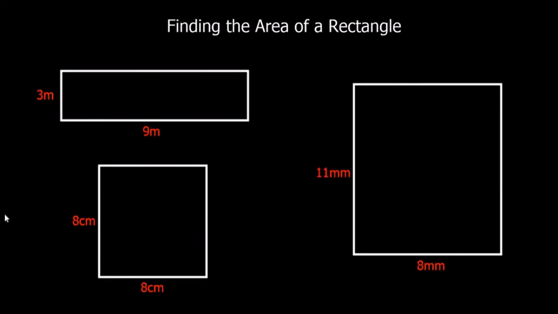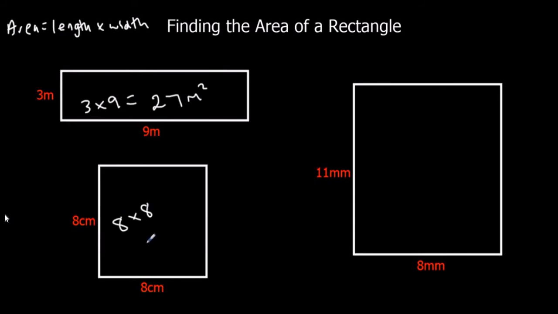Okay, pause the video and see if you can try these questions. Okay, so this one at the top, we've got 3 times 9. Remember, area of a rectangle is length times width. You could say base times height, but we'll say length times width. So 3 times 9 is 27 meters squared. The one down here is a square, we've got 8 times 8, and 8 times 8 is 64, and that's centimeters squared. And here we've got 11 times 8. 11 times 8 is 88, and that's in millimeters squared.